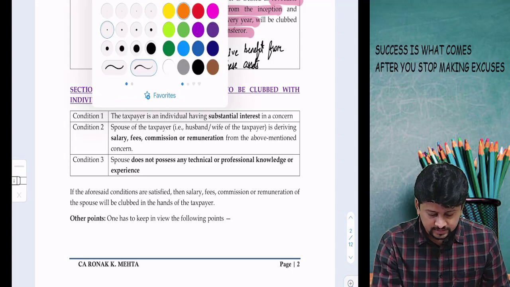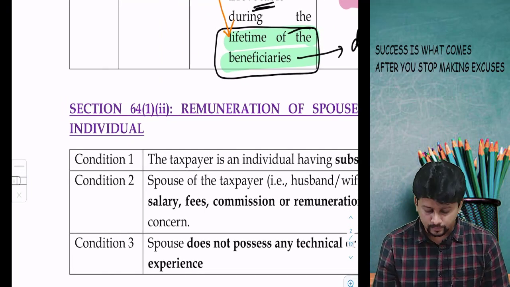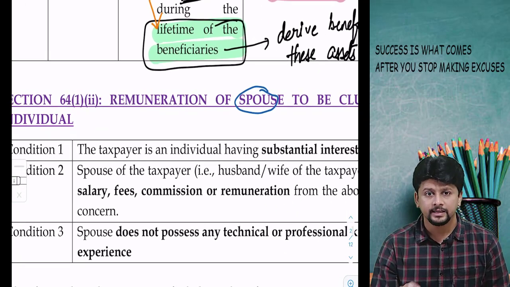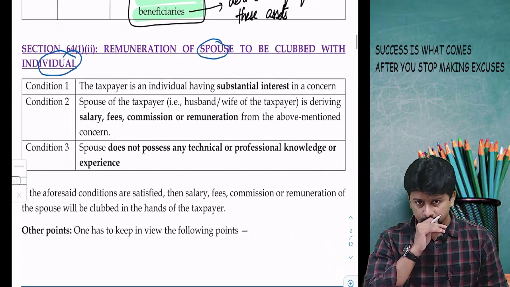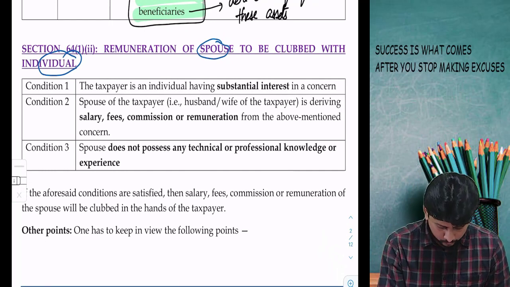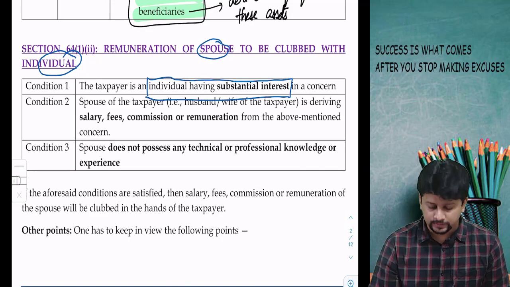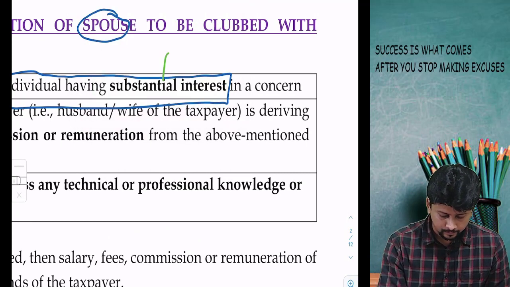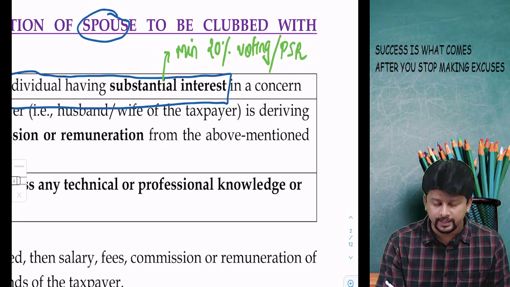Section 64(1)(ii). Now this section many a times comes up in your paper. The spouse is earning some remuneration, and that remuneration is being clubbed with the individual. Okay, now what is this? Very simple. Number 1, the individual should have substantial interest in a concern. What do we mean by all of this? Having substantial interest means you have minimum 20% of voting power or 20% of profit sharing ratio.